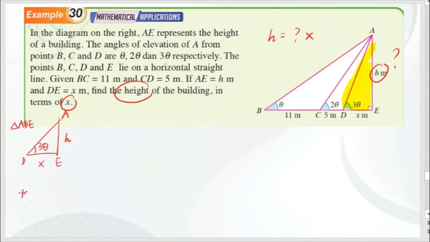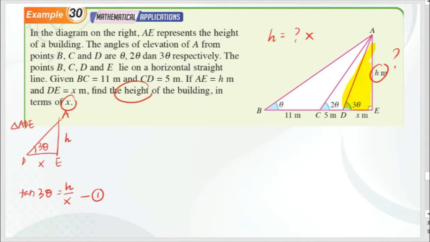So your tangent 3 theta equals what, class? Equal to h? Equal to what? Can anyone answer me? Equal to h over, yeah, correct. Yeah, h over x. This is what we have. Tangent 3 theta equals h over x. This is the first one. Okay, first equation we get.